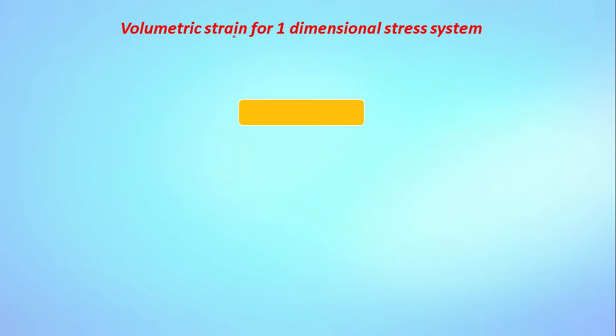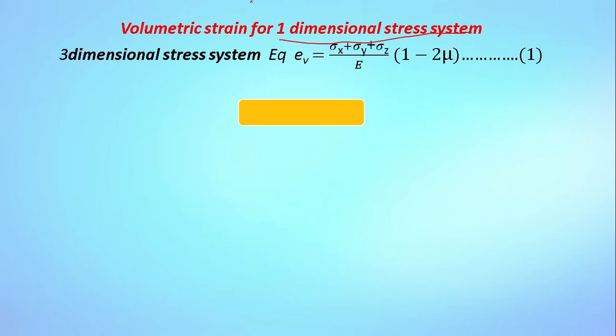Next, volumetric strain for one-dimensional stress system. In previous slide, we have seen this formula: ev, volumetric strain, is equal to sigma x plus sigma y plus sigma z divided by E, times 1 minus 2 mu. In one-dimensional stress system, the forces are acting along only one direction. So we can consider sigma y and sigma z as 0. So this equation becomes ev is equal to sigma divided by E, times 1 minus 2 mu.